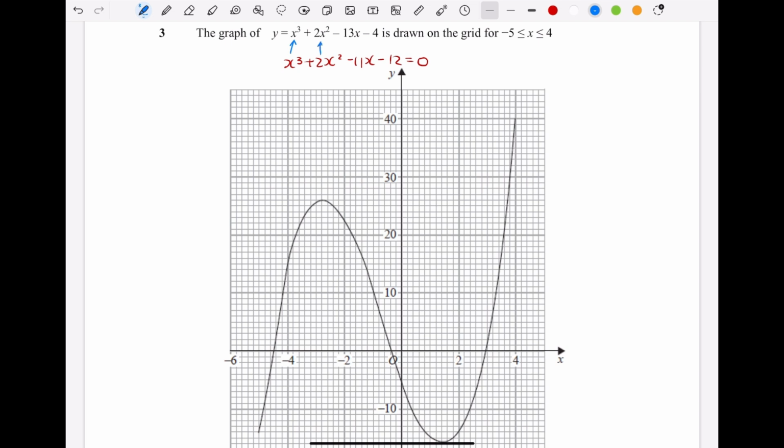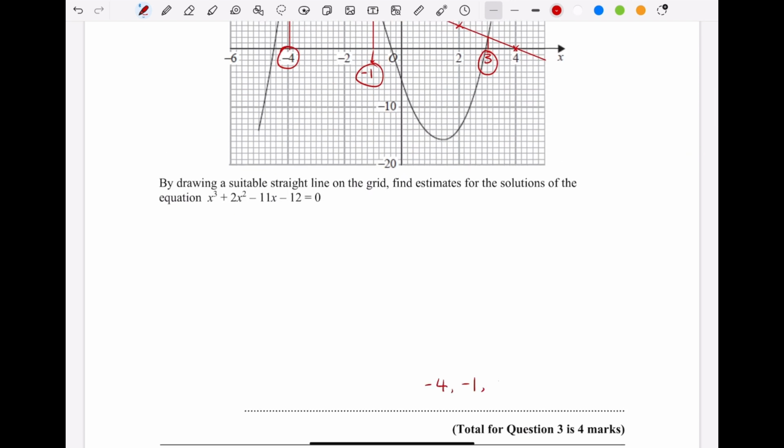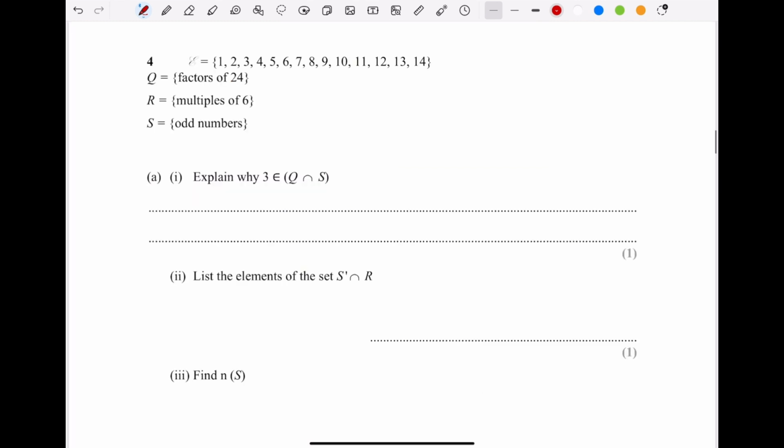In order to go from -11x to -13x, we have to subtract 2x on both sides. And we have -12, however, the graph given is -4, therefore we have to add 8. So what we need to do now is draw the graph y equals -2x plus 8 by plotting some points. And what we have here are 3 intersections, and the x-coordinates of these 3 intersections are our solutions. Moving on to the next one, question 4 is testing set theory.